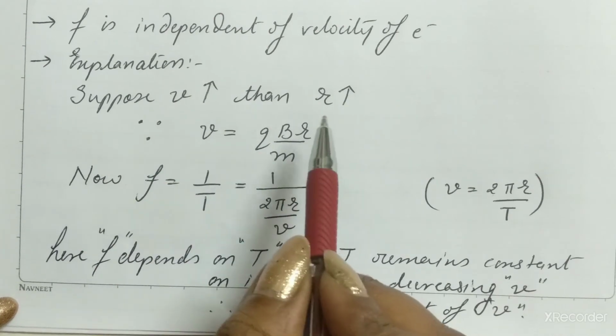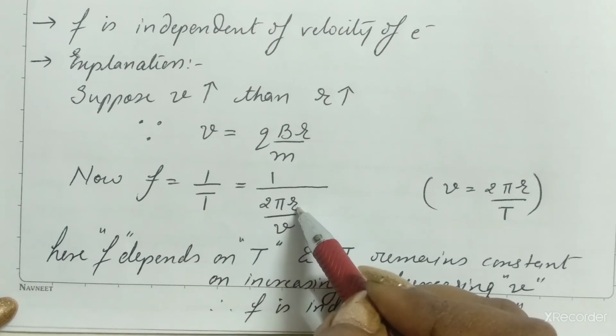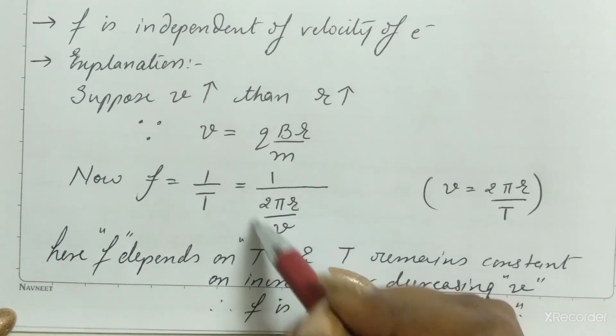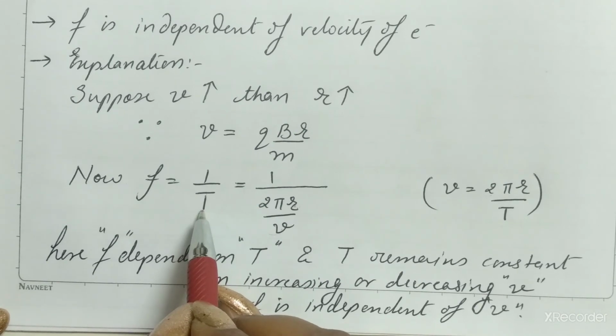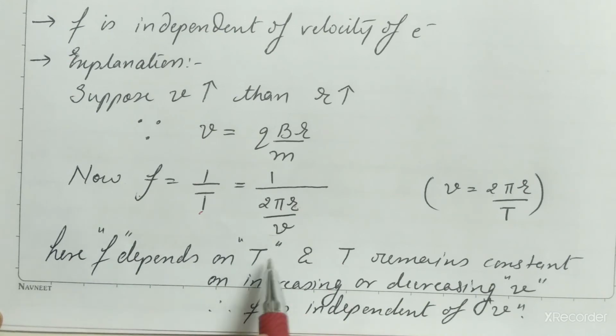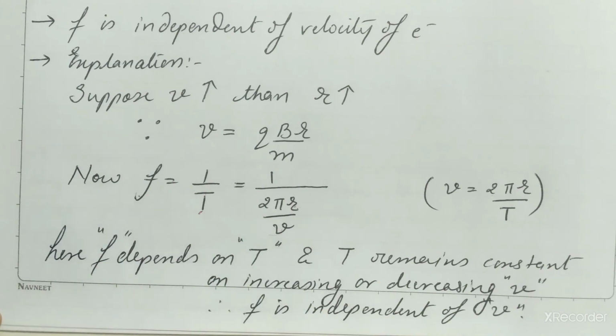But as we have seen, if the radius increases, then the velocity also increases. These two are proportional to each other. So if these two increase simultaneously, I can say that this quantity remains constant, meaning T remains constant. If T remains constant, then the frequency also remains constant. So frequency depends on periodic time, and T remains constant on increasing or decreasing velocity. Therefore, frequency is independent of velocity as periodic time does not depend on velocity. So frequency also does not depend on velocity.